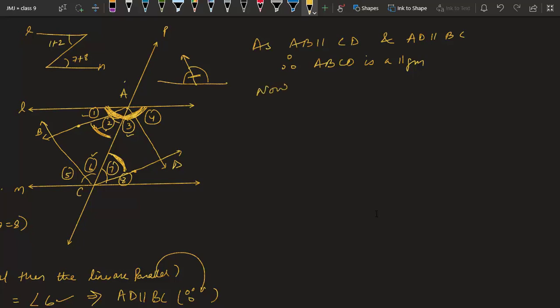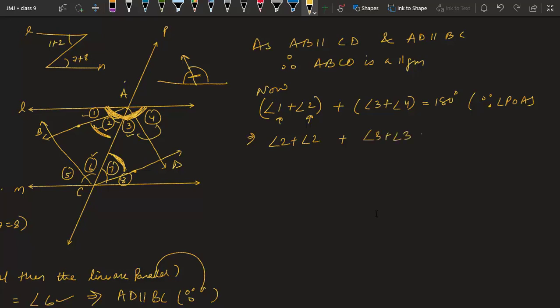Now angle 1 plus angle 2 together plus angle 3 plus angle 4 is equal to 180 degrees, because linear pairs of angles. Now this 1 plus 2 we can replace with 2 only, because 1 and 2 are equal. I can make it as angle 2 plus angle 2. Similarly, in this 3 and 4 they are also equal, so we can write angle 3 plus angle 3 equal to 180 degrees. You can write the reason also: angle 1 equal to angle 2, angle 3 equal to angle 4.